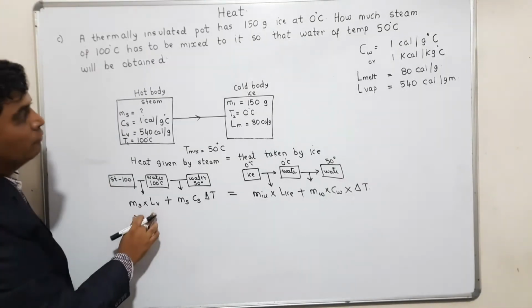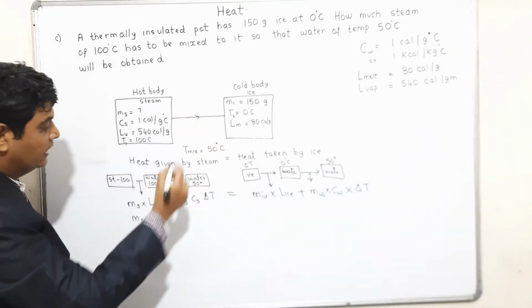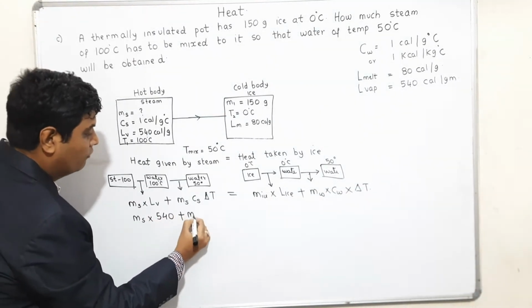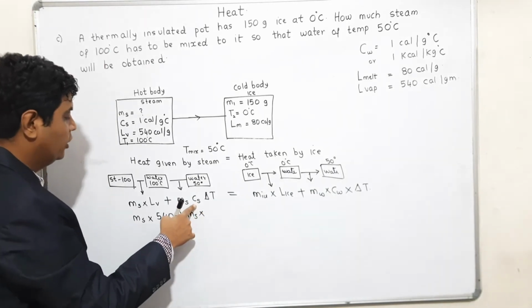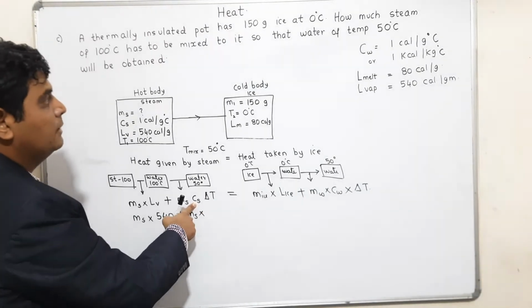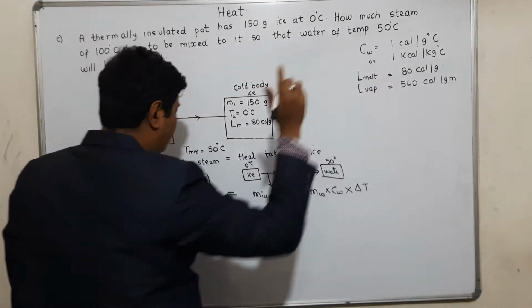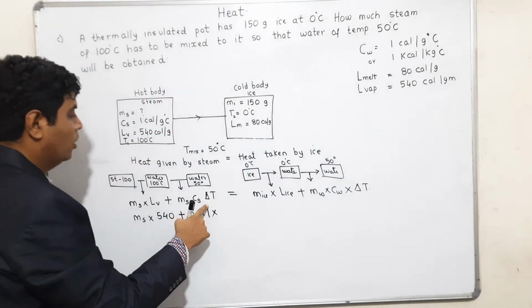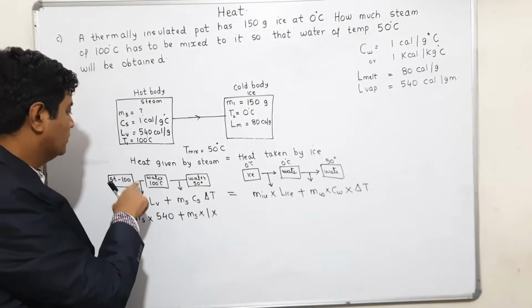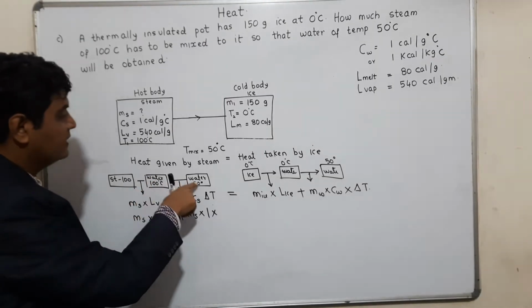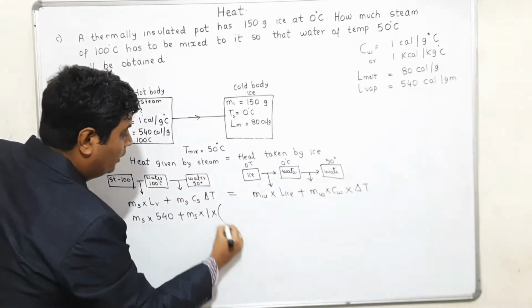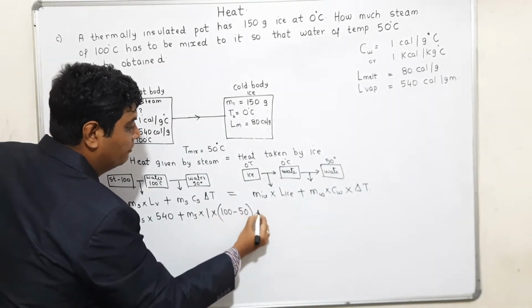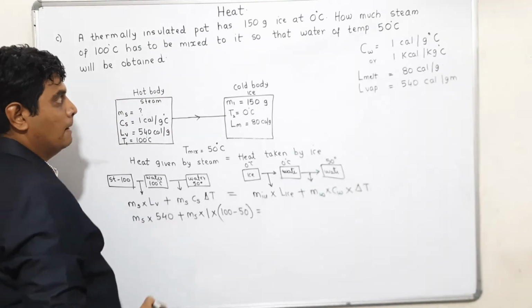So L into V. What is the latent heat of vaporization? It is 540, plus again the mass of the steam multiplied by C of the steam. What is C of the steam? C of water, C of ice, C of steam, it is the same, which is 1, multiplied by delta T. What is delta T over here? Steam at 100 degree Celsius is getting converted to water, so what is the fall in temperature from 100 to 50? So 100 minus 50.